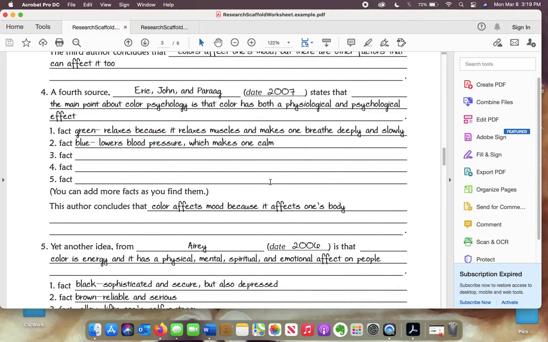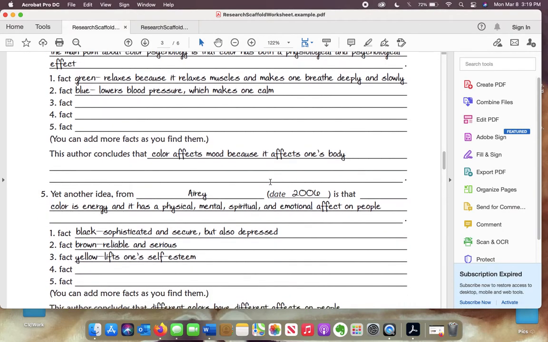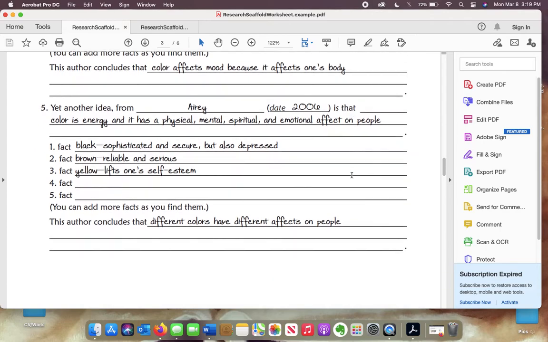So you could probably think that I always think of doctors' offices being green and blue and very pale colors. Maybe that's to calm people down. Color affects mood because it affects one's body. So we're still focused a little bit on the body here. So we kind of go back to a similar argument to the second source.